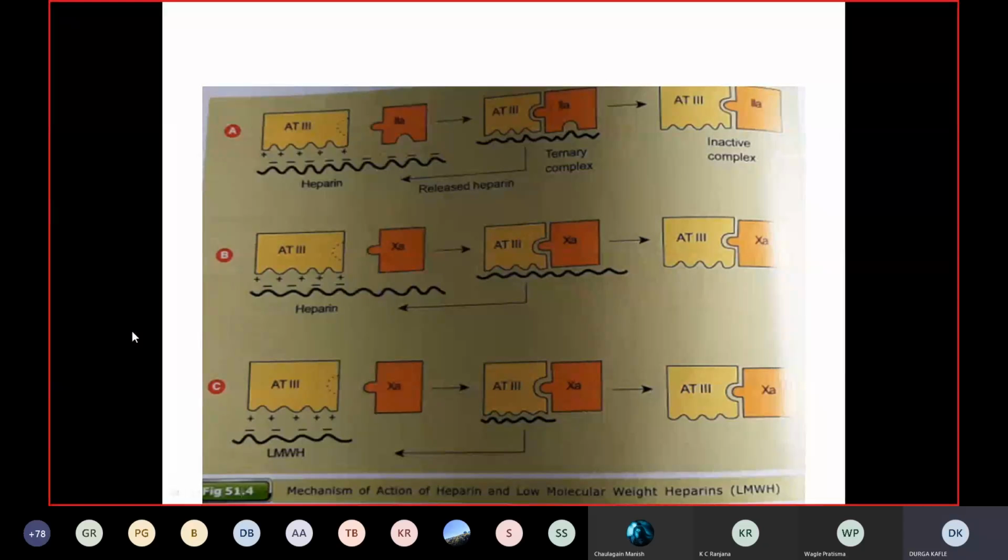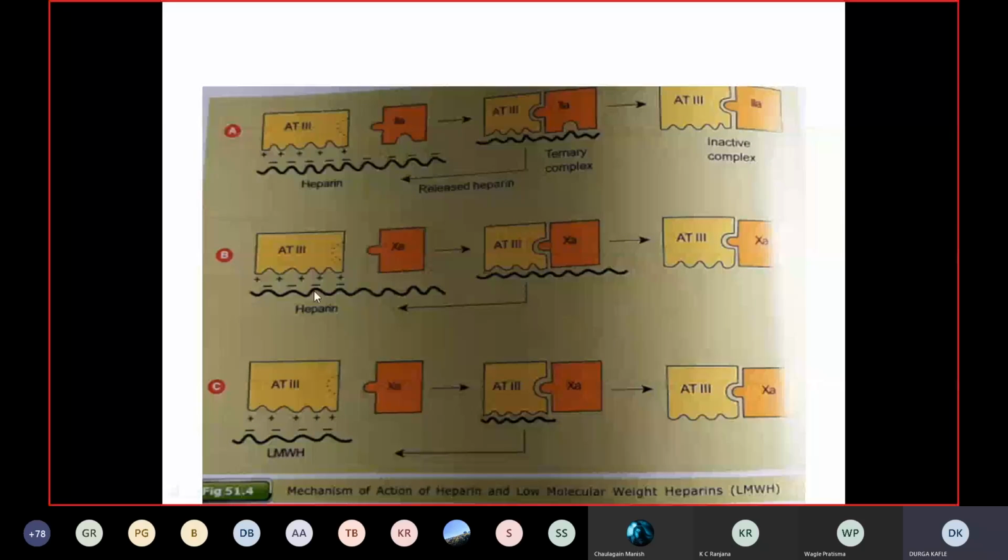Okay, it is more specific to two activated factors, mostly activated factor 2 and 10. These activated factors require different lengths of heparin to be inactivated. This is very important, you should know. These are the activated factors, 10 and 2, and they require different lengths of heparin to be inactivated.